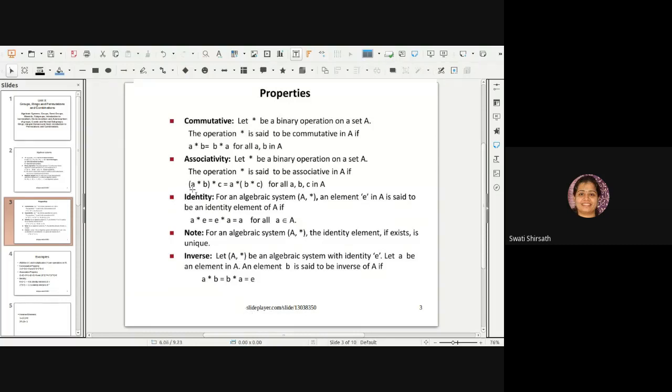Okay, is there any doubt in these properties? These are very simple properties, just this inverse and identity are a little bit confusing. Yeah, please do ask questions. No, because this is not easy. Okay, fine.